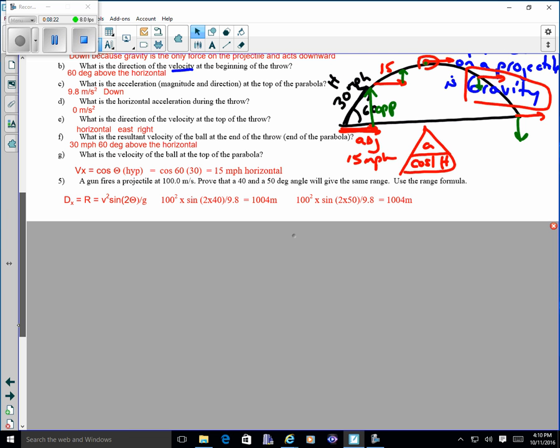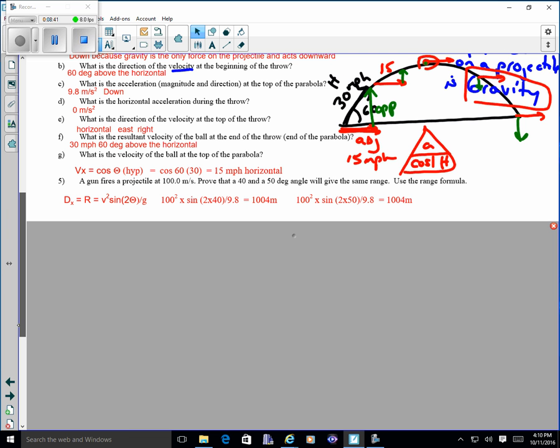So I'll put in the 40 degrees for theta, put in the 9.8 for gravity, and I get 1,004. Then I do another problem the exact same way, but I'm going to put in a 50. So if you notice, in one problem I'll put in the 40 up here, and then on the other side I'll put in the 50, and both give you 1,004 meters.